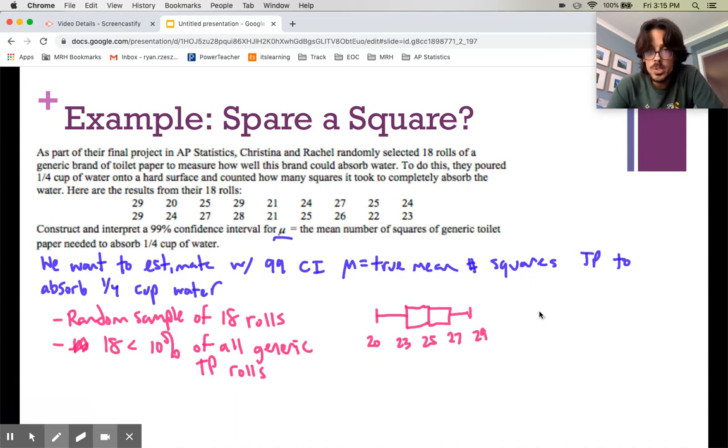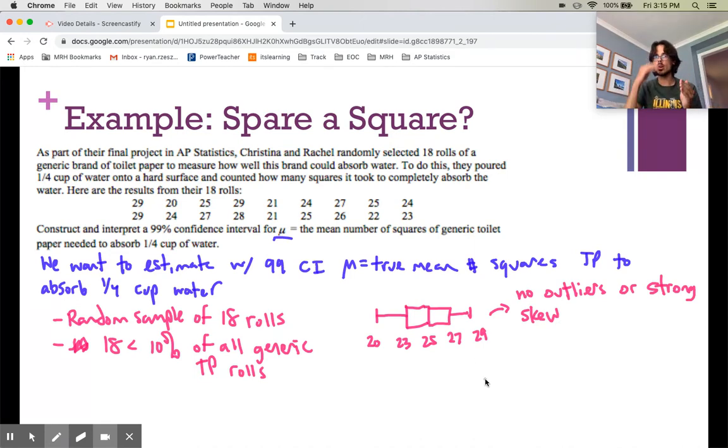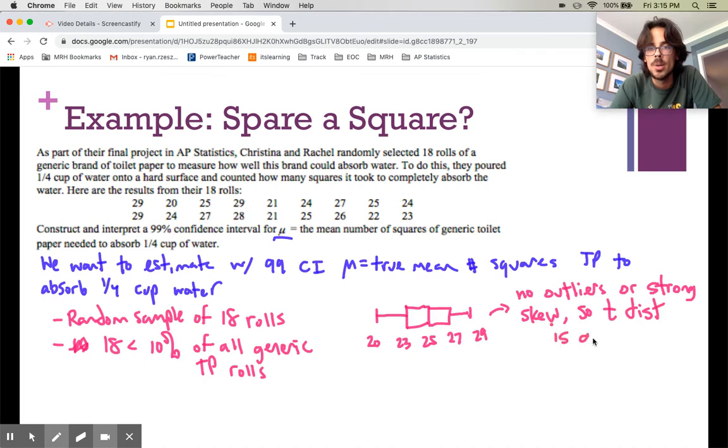So what we would do with this is we would say that there are no outliers or strong skew. You could also say, oh, the data appears symmetric, but then you're making a stronger statement. So you're saying, oh, it's totally symmetric. Even if it's a little bit skewed, we're all right. So I'm just going to say it's not strongly skewed as opposed to symmetric. So that tells us that the t distribution is appropriate.